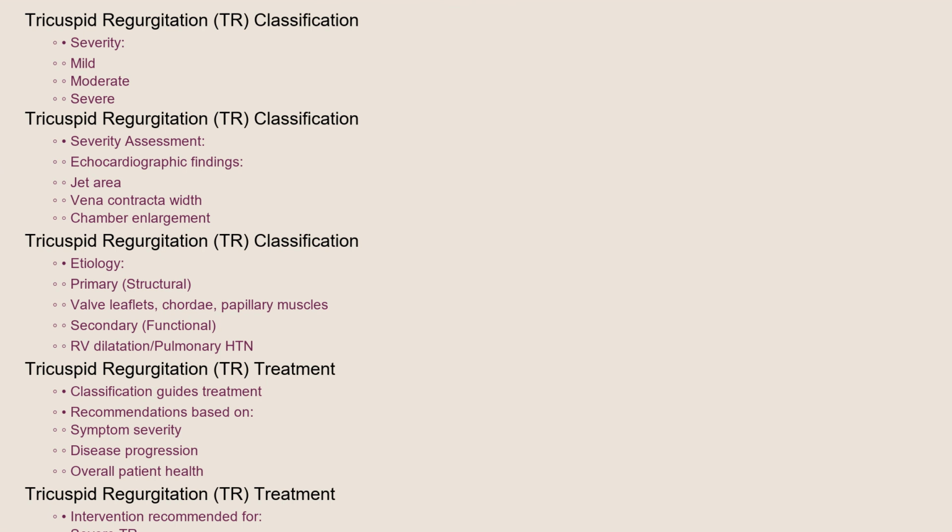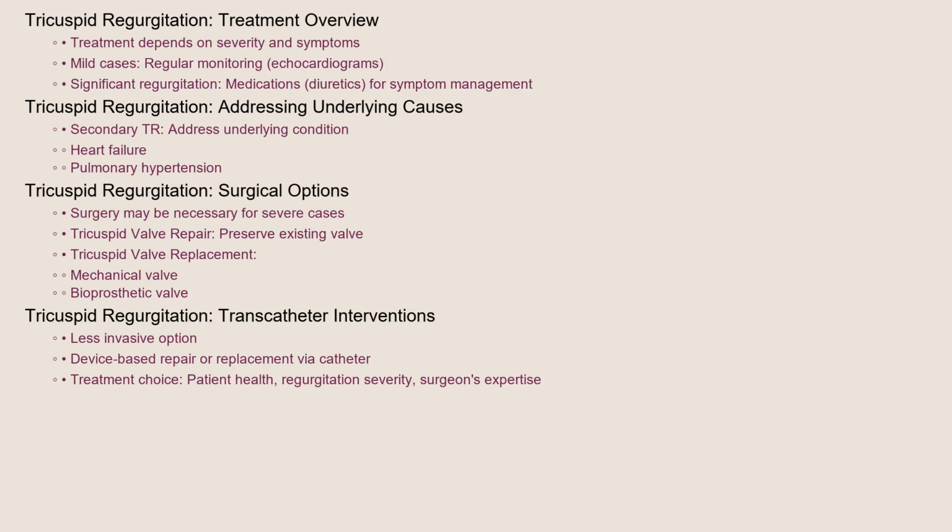It is important to note that treatment recommendations are based on symptom severity, disease progression, and overall patient health. Guidelines recommend intervention for severe tricuspid regurgitation, particularly if the patient is symptomatic. The treatment and management of tricuspid regurgitation depend on the severity of the condition and the presence of symptoms. In mild cases, regular monitoring with echocardiograms may be all that's needed. For more significant regurgitation, medications such as diuretics can help manage symptoms like swelling by reducing fluid buildup.